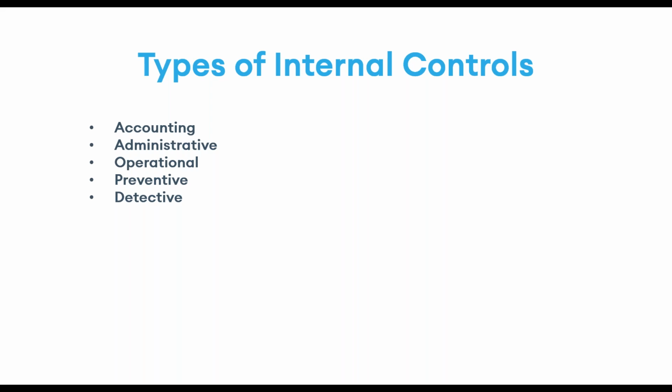So that kind of brings me to my next point, which is that there are all kinds of types of internal controls these days. The most common is accounting, but there's also administrative, operational, preventative, and detective internal control systems. All of these are designed to achieve specific organizational objectives and compliance with management decisions.